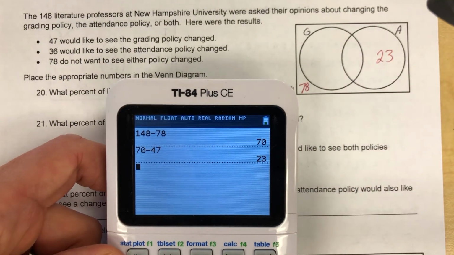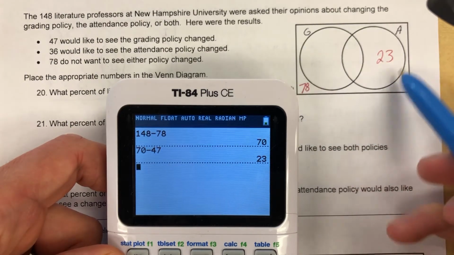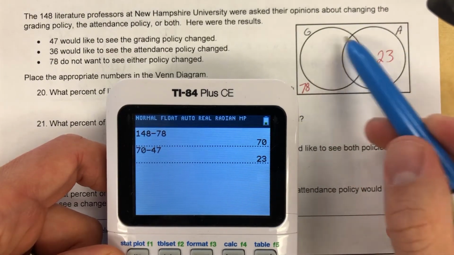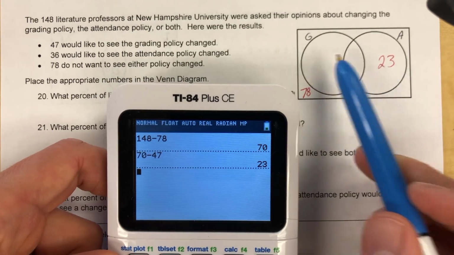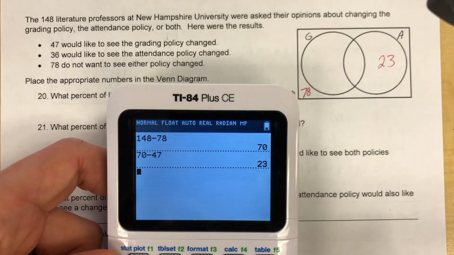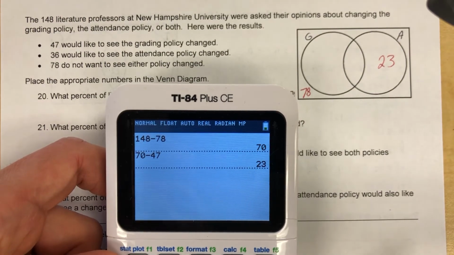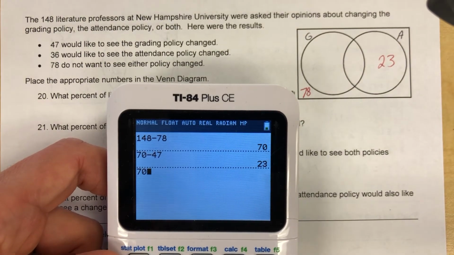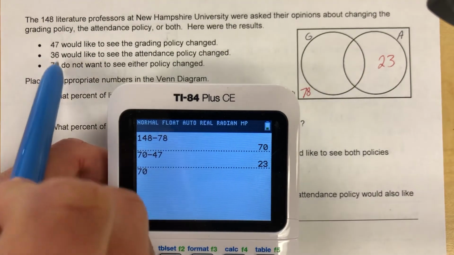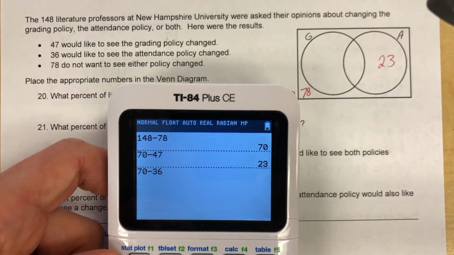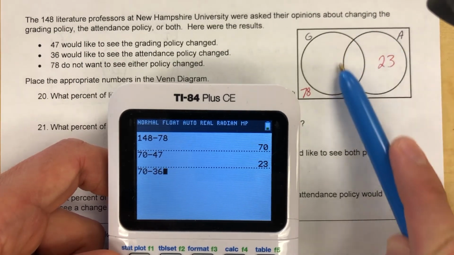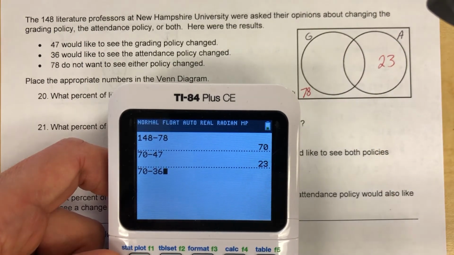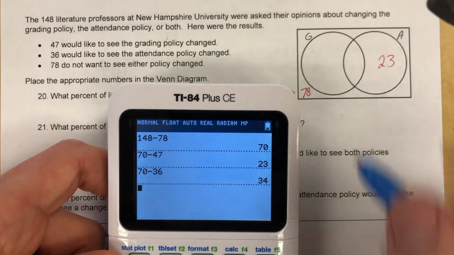I know it's right there because, again, this total is 70. And if I subtract grading, then I get only attendance. Okay? We could do the same thing to get this one. I didn't do it that way a minute ago, but I totally could. I could say, well, 70 is the total in here, and I subtract 36. And when I subtract 36, here's 36. This whole thing is 36, which automatically tells me that too, by the way. And when I subtract that, that's going to give me 34. This is 34.